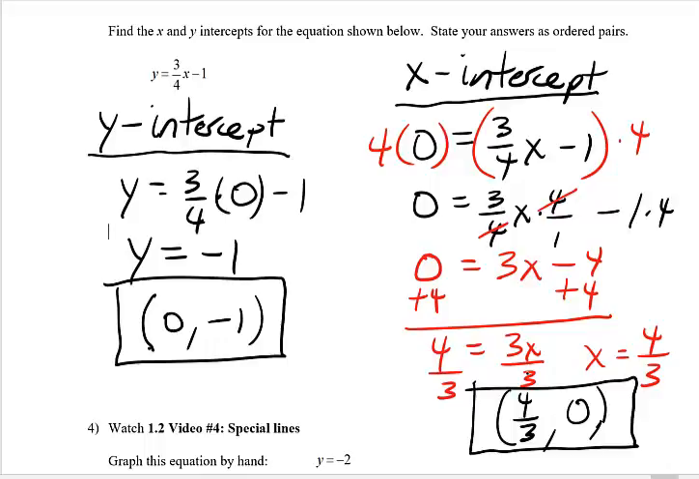Now, one last point to mention. Our equation that we started with was in the good format, the y equals mx plus b format. This process of finding the x and y intercepts can be done even if the equation is not in the right format.